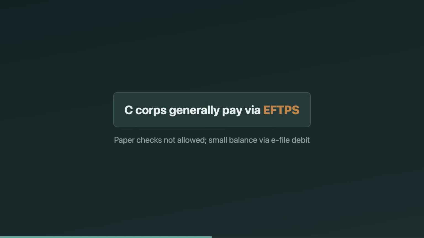Payment method is another exam favorite. C Corps generally must use EFTPS for federal tax deposits, including estimated tax. There are no corporate estimated vouchers and no paper checks for income tax deposits. A limited exception: if the balance due at the return is under $500, the corporation can pay by direct debit when it e-files the Form 1120.